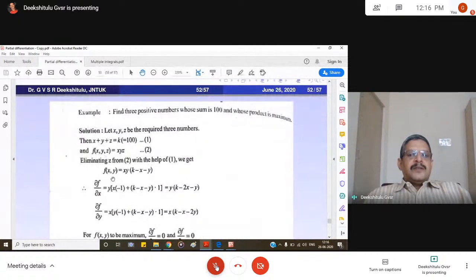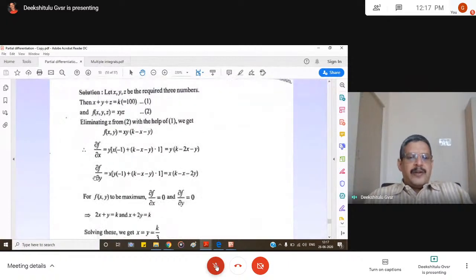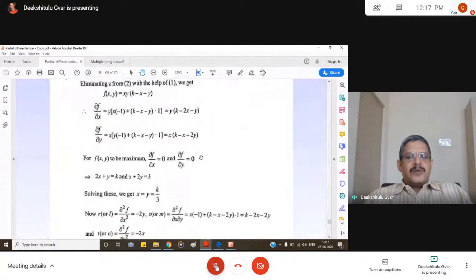So you can write this as x, y, z. You can convert z is equal to 100 minus x minus y. You substitute this, then f of xy becomes xy into z, that is xy into 100 minus x minus y, or k minus x minus y. So you find dou f by dou x, dou f by dou y, and equate them to 0.